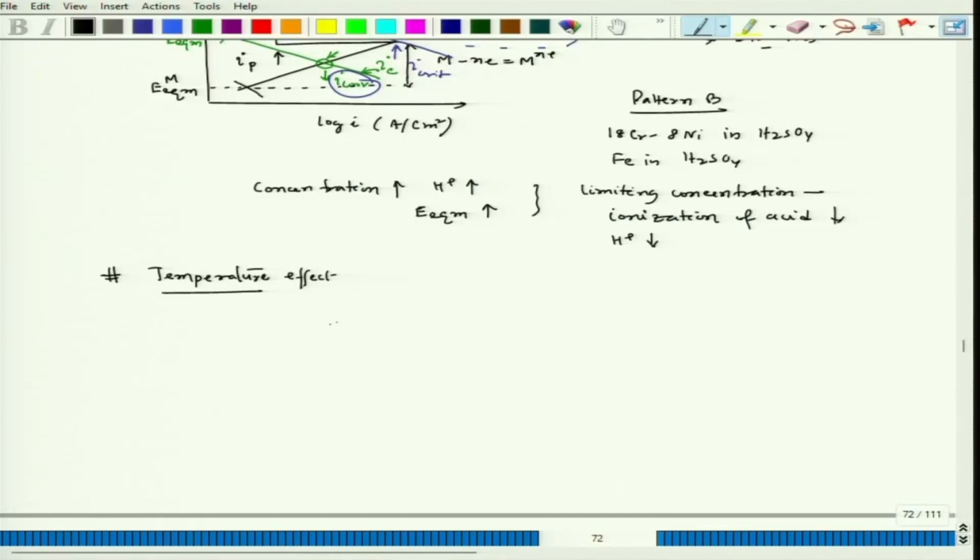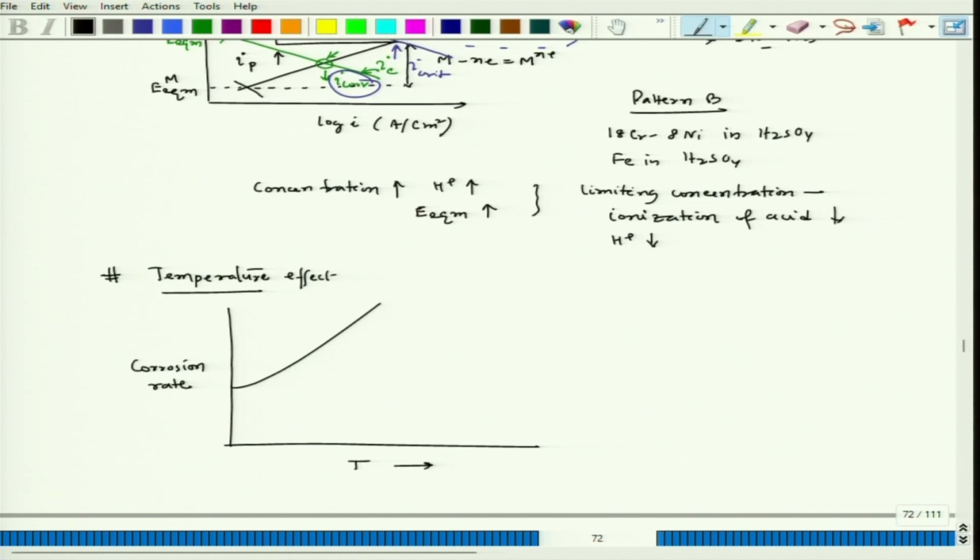So, if I try to look at the graph, let us say temperature increases and corrosion rate also increases, like it would increase at a very high rate, exponentially.